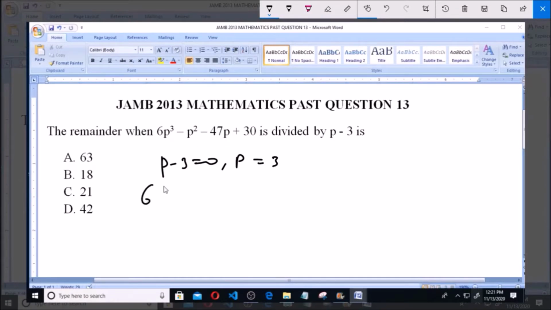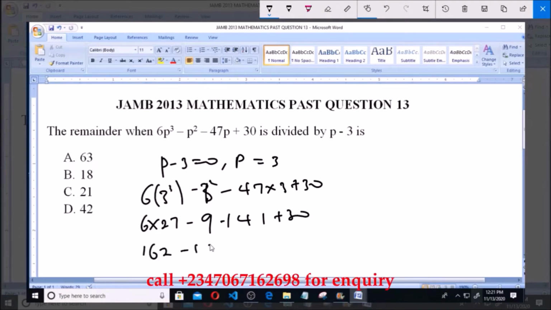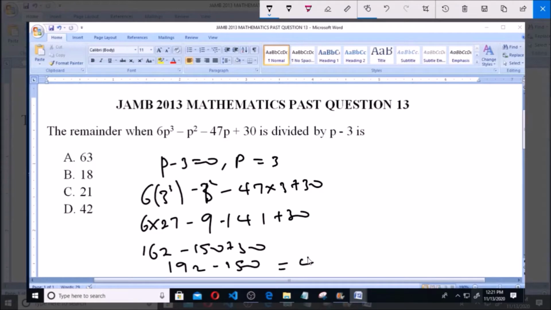Now we'll substitute 3 for p in this expression. So we have 6 times 3 cubed minus 3 squared minus 47 times 3 plus 30. Here this gives us 6 multiplied by 27 minus 9 minus 141 plus 30. Now 6 times 27 will give us 162, then minus 150 plus 30, and that will give us 192 minus 150, which is equal to 42, and that is option D.